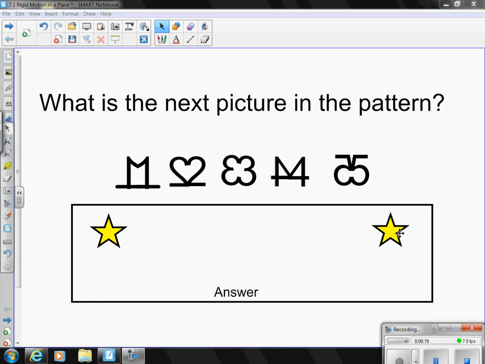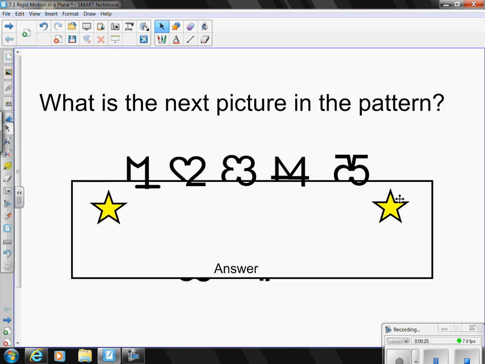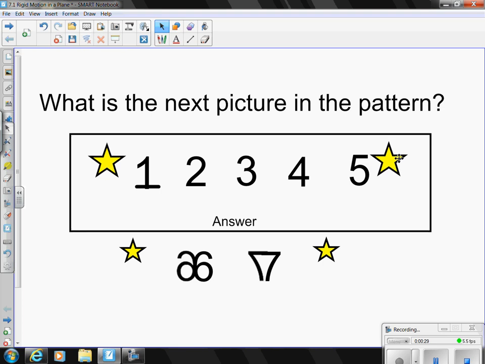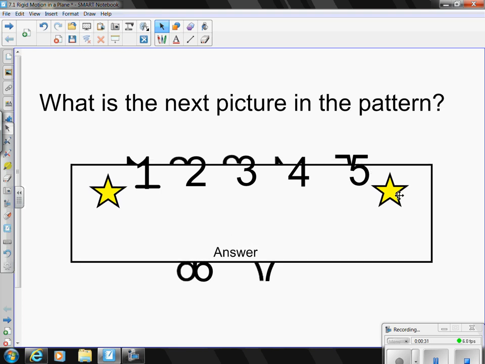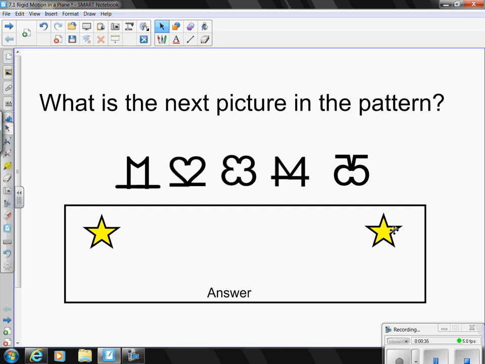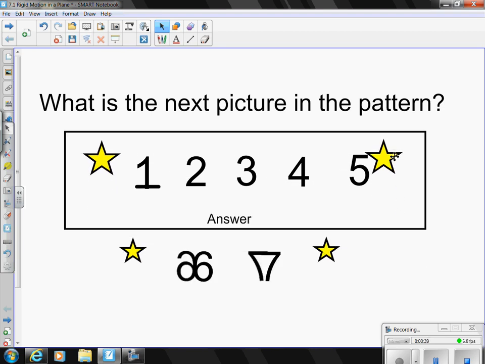So I'm going to show you the answer right now, and it has to do with the section we're on, rigid motion in a plane. So as you can see, you take that number, and if you do a little reflection to the left with the number, you get that little pattern. A little bit different than what you normally see.